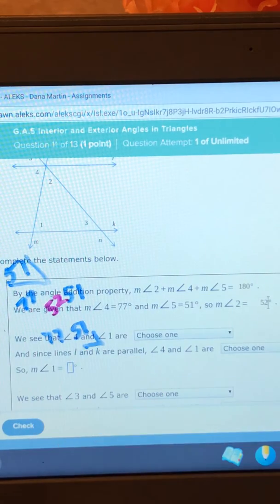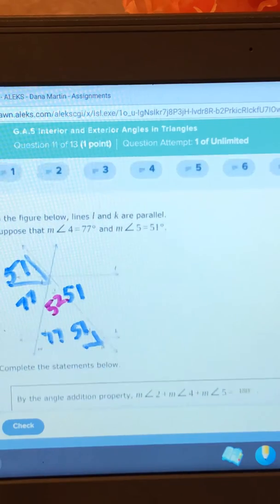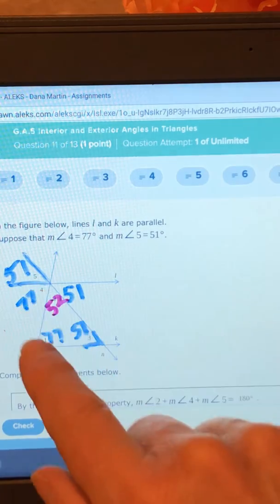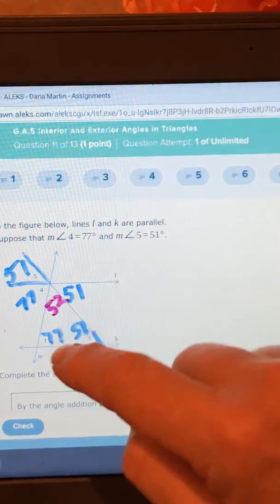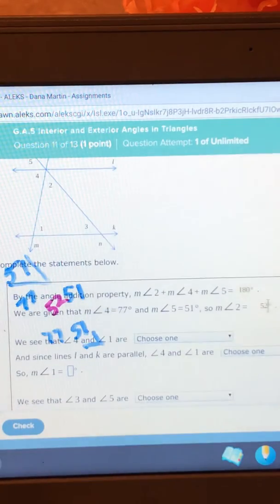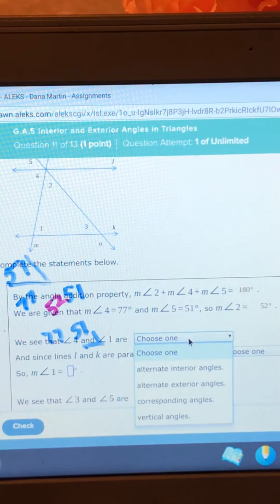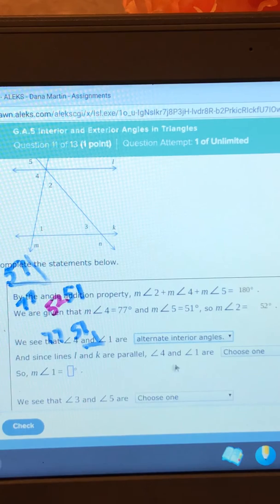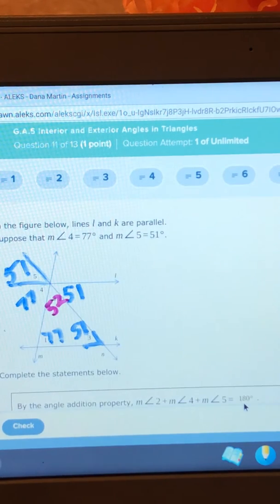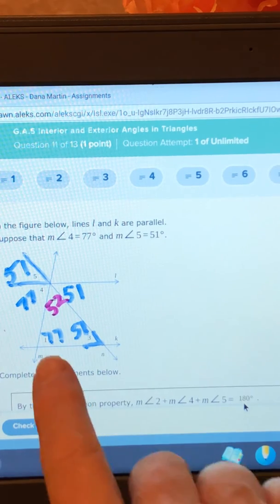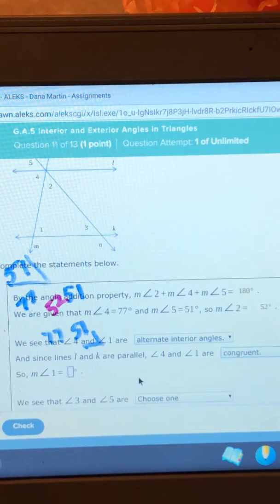Okay, now we have to look at angle 4 and angle 1, off of that transversal. Do you remember what those are? They're inside the parallel lines on both sides of the fence: alternate interior. And we know that angle 4 and angle 1, because they're alternate interior angles, are congruent. So if angle 4 is 77, so is angle 1. And they want to know, what is angle 1 then? The measure of angle 1 is 77.